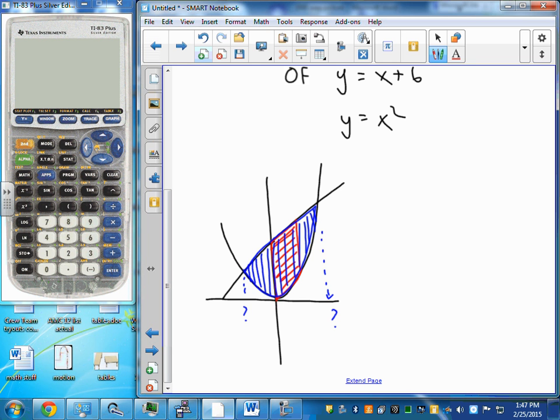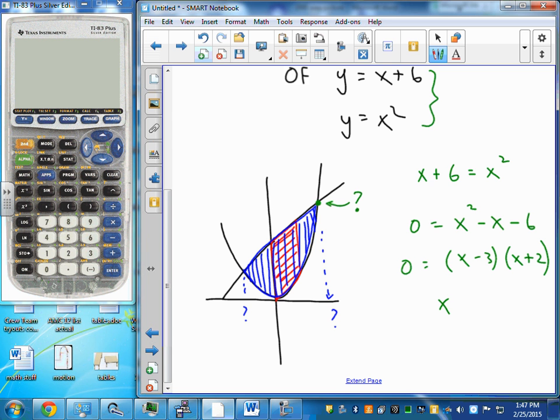Okay, so to do this, we need the point of intersection. Now, the one we just did, we found the intersection on the calculator, but suppose we didn't have a calculator available, because there are some problems where a calculator is not permitted. Well, to find a point of intersection, you set these equal to each other. So x plus 6 has to equal x squared, or moving everything to one side, you have x squared minus x minus 6. Notice it factors very nicely: x minus 3, x plus 2, basic algebra there. So x is either going to be equal to 3 or x is equal to negative 2.